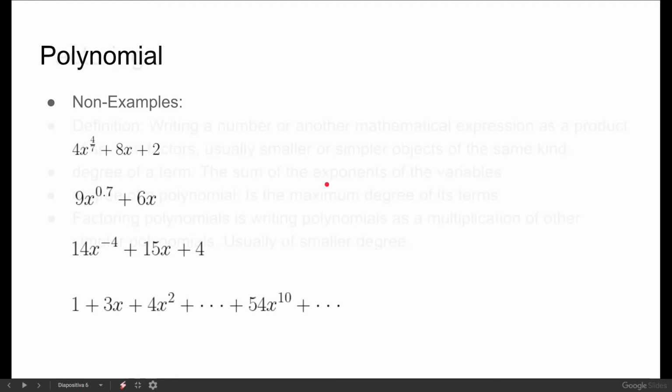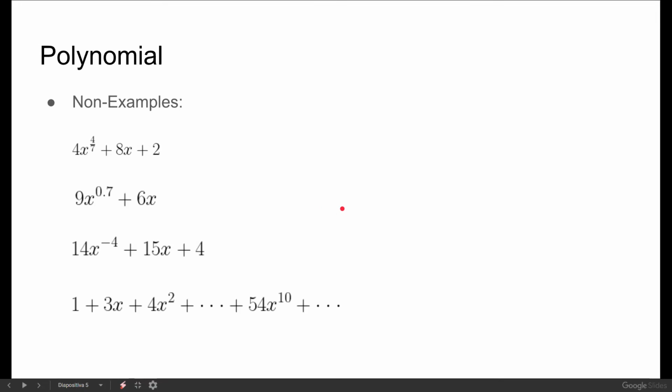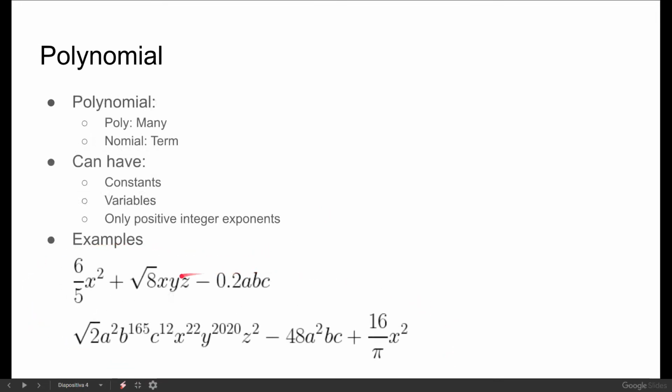The degree of a polynomial is the maximum degree of its terms. So in these examples, the degree of this polynomial would actually be 3, because this is 3, this is 3, this is 2. The maximum between 3, 3, and 2 is 3. So the degree of this whole polynomial will be 3. The degree of this polynomial would be whatever the sum of these terms are. So it would be a really high degree polynomial.